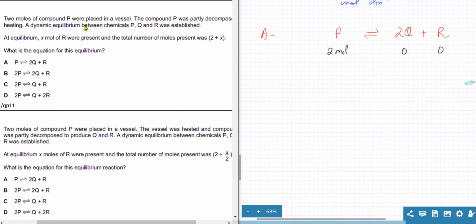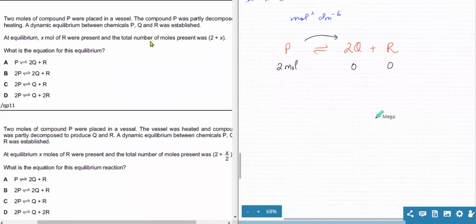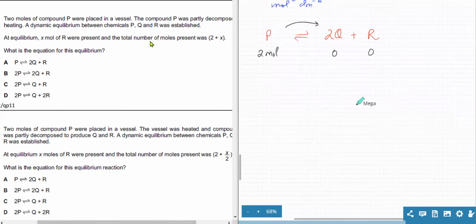That's your initial moles. And then they're saying that compound P was partly decomposed on heating and a dynamic equilibrium between P, Q and R was established. So it was partly decomposed. Some reaction happened, so there would be some Q and there would be some R. And at equilibrium, they figured out that there was X moles of R present. So this is what's happening at equilibrium: you have X moles. That's your equilibrium moles.